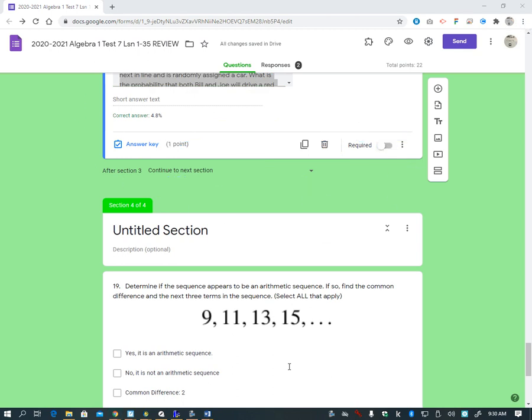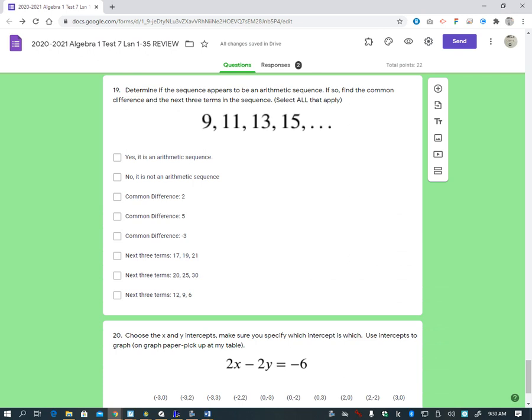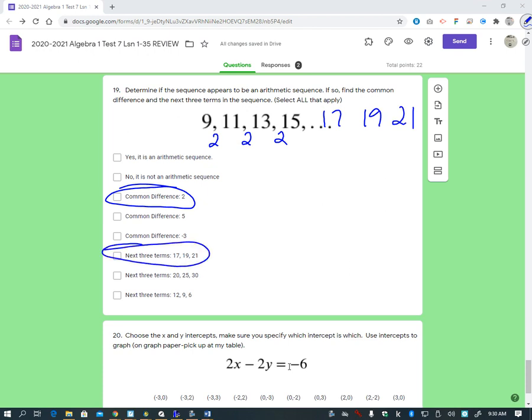That's right. He is. All right, determine if the sequence appears to be an arithmetic sequence. If so, determine the common difference and the next 3 terms in the sequence. Is it an arithmetic sequence? Yes, because the difference here is 2 and 2 and 2. It has a common difference. So what's the common difference? 2. What are the next 3 terms? 17, 19, 21. There you go. Perfect. Awesome. Congratulations.